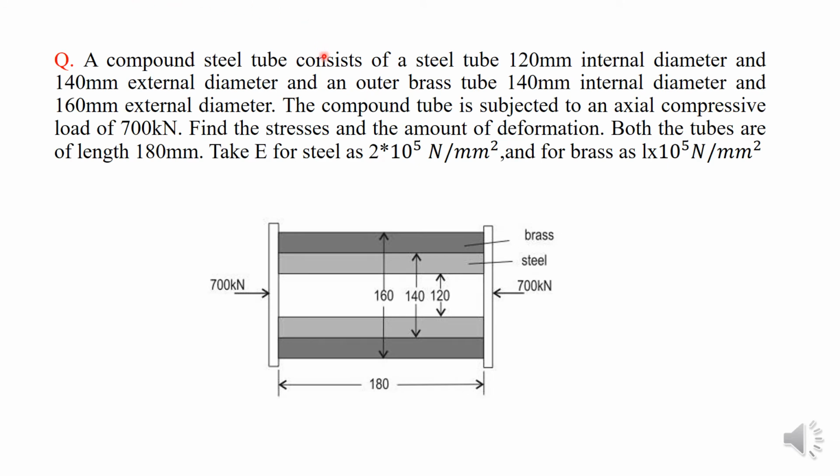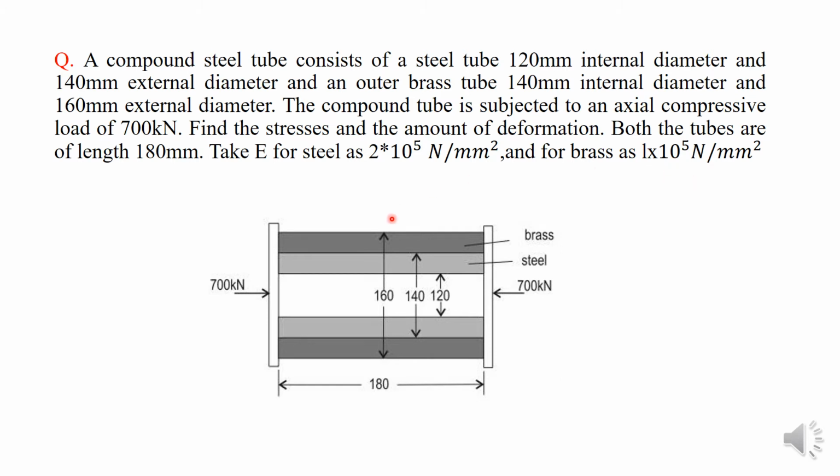So let's discuss a problem. A compound tube consists of a steel tube of 120 mm internal diameter and 140 mm external diameter, and an outer brass tube of 140 mm internal diameter and 160 mm external diameter. The compound tube is subjected to an axial compressive load of 700 kilonewton. Find the stresses and the amount of deformation. Both the tubes are of length 180 mm. Take E for steel as 2 into 10 raised to 5 Newton per mm square, and for brass as 1 into 10 raised to 5 Newton per mm square.